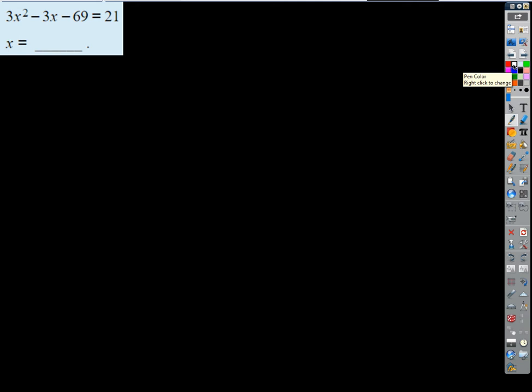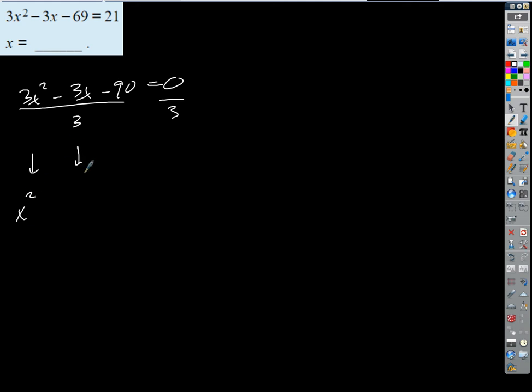So if I subtract 21, we get 3x squared minus 3x minus 90, good, equals 0. I could divide by 3, couldn't I? That's the step I wanted you to see. We can divide each side through by 3. And then what's that going to give us? So first term would be x squared, second term would be minus x, third term would be minus 30.